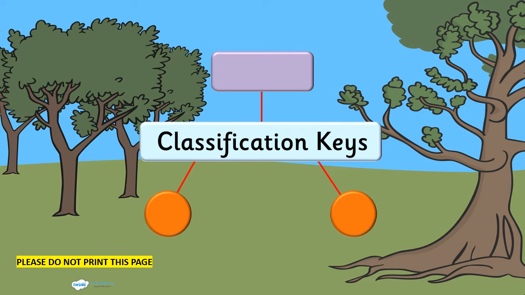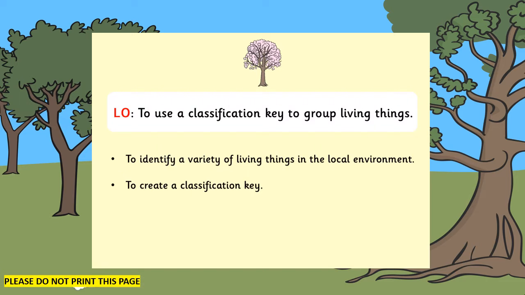Today, you will be learning about classification keys. Another word for classification keys is identification keys. Today's learning objective: to use a classification key to group living things, to identify a variety of living things in the local environment, to create a classification key.